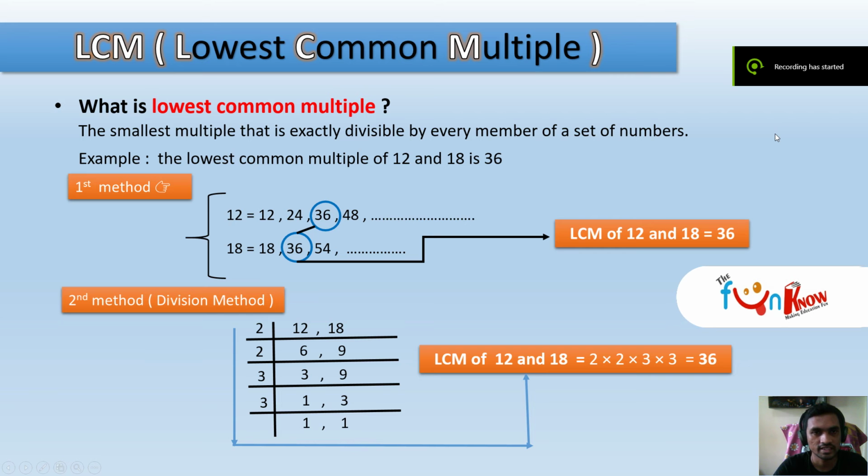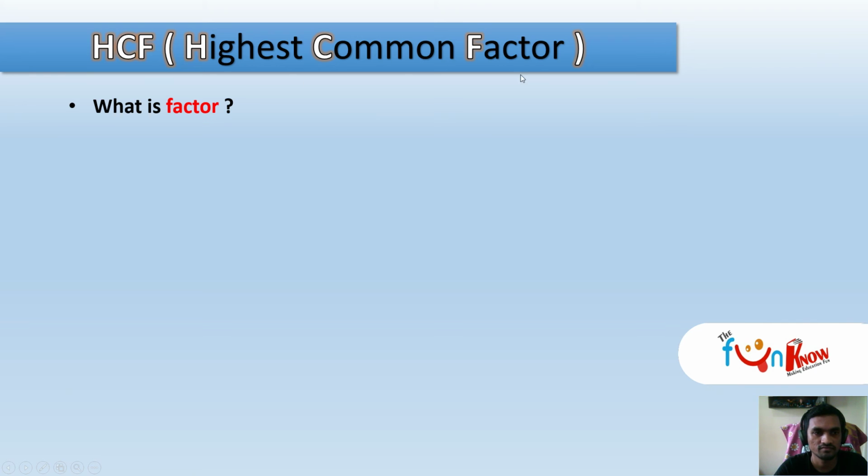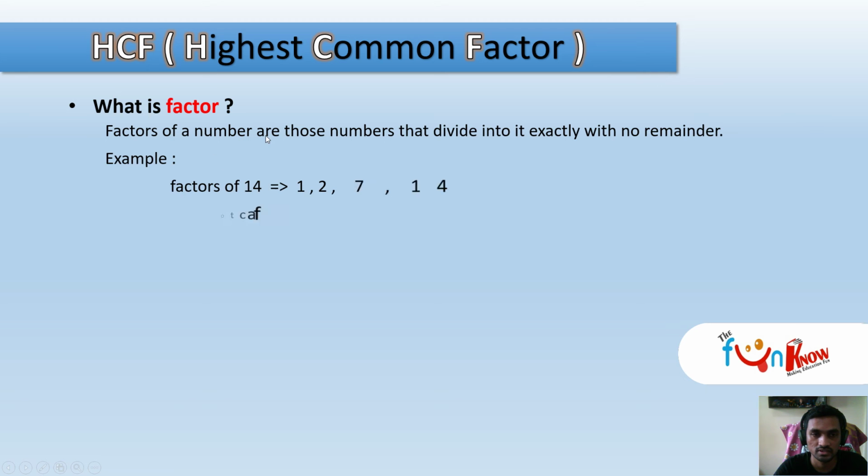So now that we are done with the LCM part, we'll start with the HCF, which is the highest common factor. Before we understand what an HCF is, we need to understand what a factor is. Factors of a number are those numbers that divide into it exactly with no remainder. For example, we take 14.